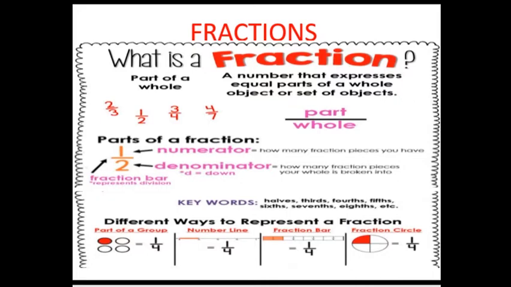Now different ways to present a fraction. They are part of a group. Here 4 circles are given. 1 is shaded. We denote the total parts in the denominator, that is 4, and 1 is the shaded portion, that is 1. It equals 1 by 4. Next is number line. Here 4 parts are there, 1 part shows 1 and out of 4 it will show 1 by 4.